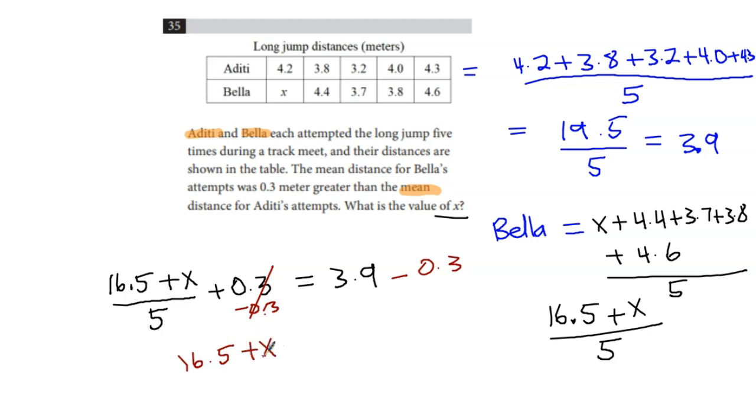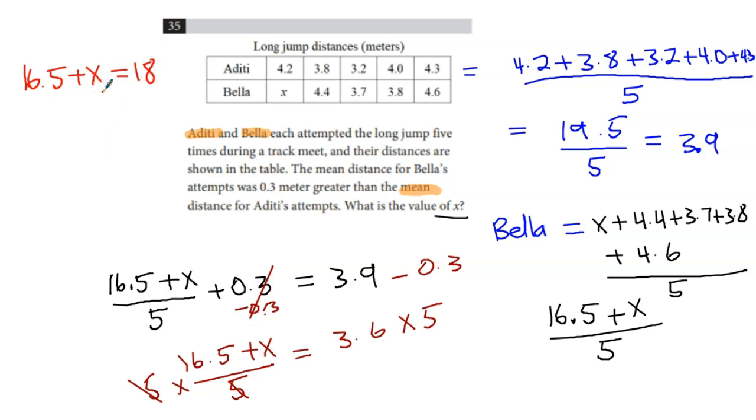You get 16.5 plus x on 5 equals 3.6. You want to solve for x, so you multiply both sides by 5, so that the 5 will go away. So now we got 16.5 plus x is equal to 18, and you want to solve for x, so you subtract both sides by 16.5, and then the x gives you 1.5. So the answer is going to be 1.5. x is equal to 1.5.